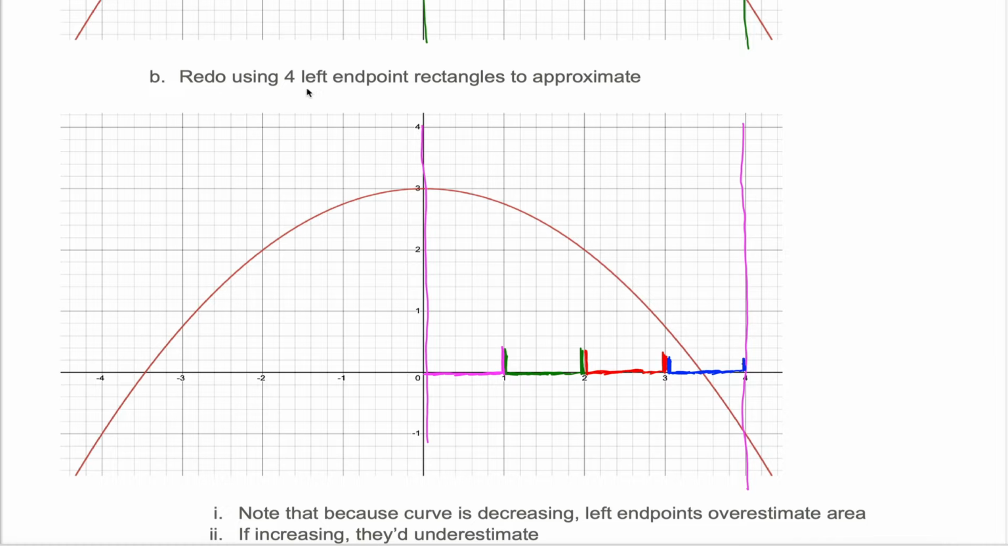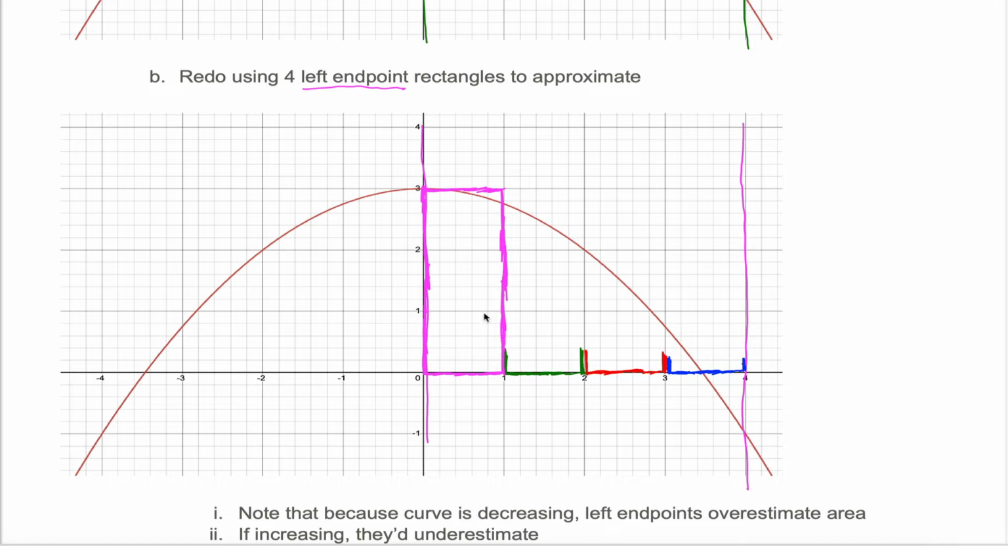Well, because I'm using left endpoints, what I want to do is look at the left endpoint of each rectangle. So this first pink rectangle goes from 0 to 1. Its right endpoint is 1. Its left endpoint is 0. So to figure out the height of my first rectangle, I look for the height of the curve at the left endpoint at 0. So my left rectangle is going to go all the way up here to 3, because the height of this curve in red, when x equals 0, is 3. Here is my first rectangle.